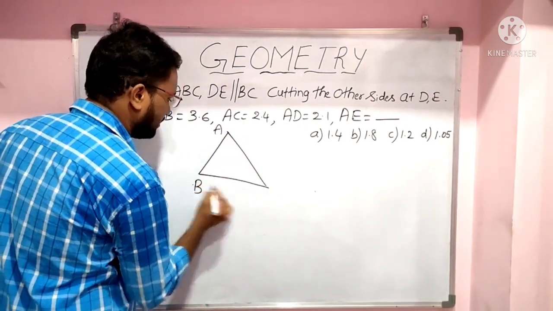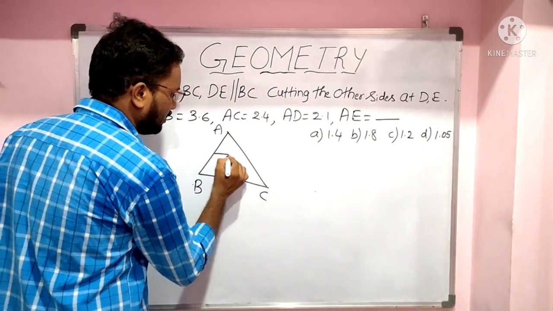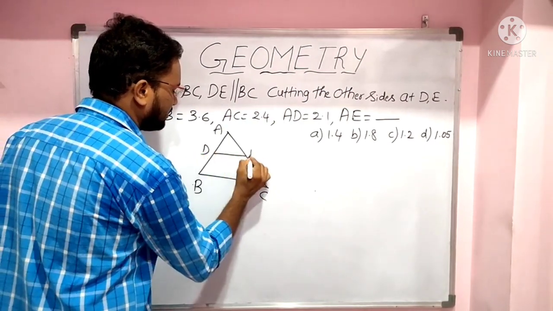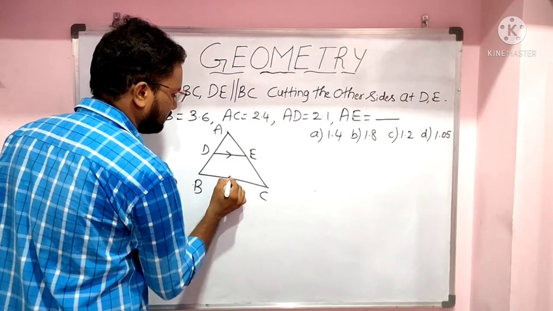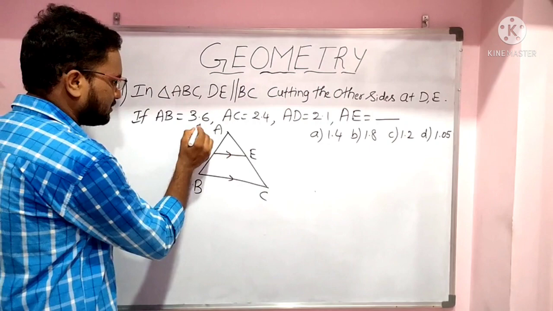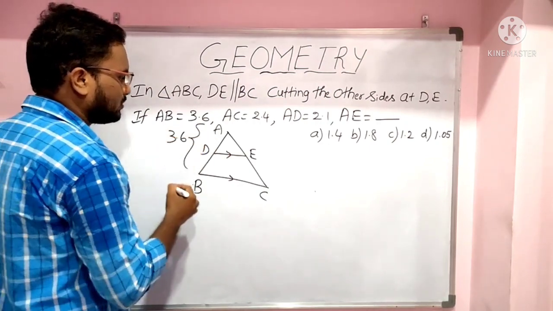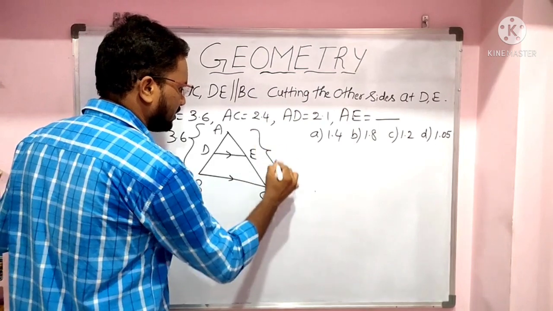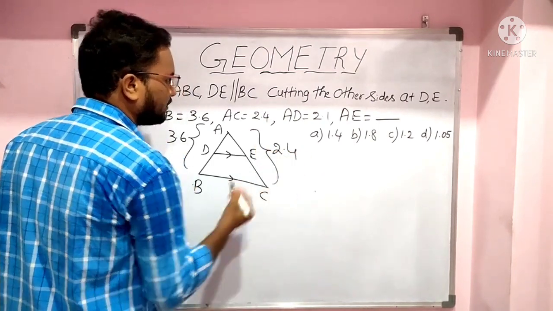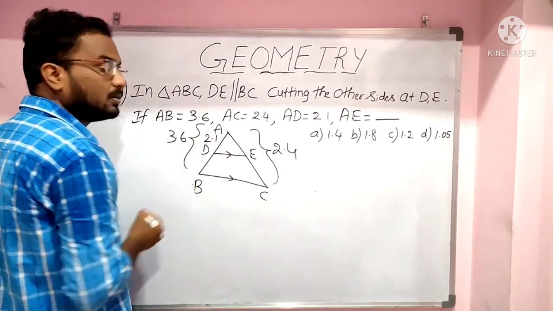A, B, C. D and E. This line DE is parallel to BC. AB is 3.6, this total value is 3.6. AC is 2.4, this total value is 2.4. And AD is 2.1.